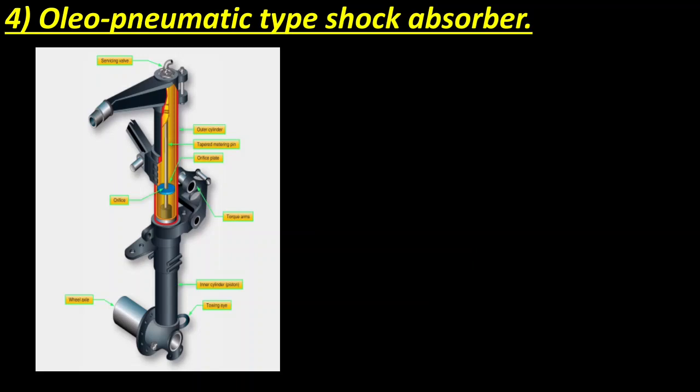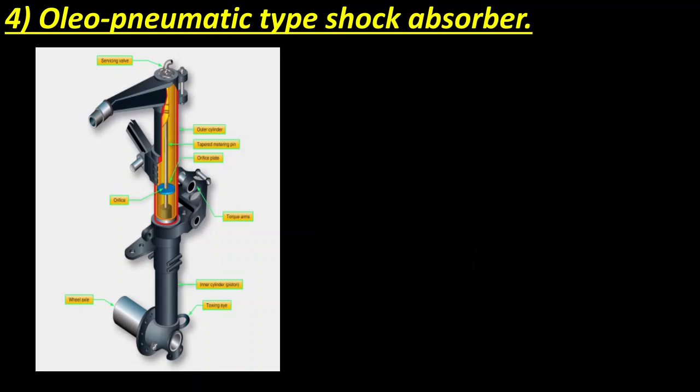As you can see in this picture, there are two telescopic cylinders, the upper cylinder and the lower cylinder. The upper cylinder is fixed to the aircraft and does not move. The lower cylinder is called the piston and is free to slide in and out of the upper cylinder. Two chambers are formed, that you can see here, the upper chamber and the lower chamber.